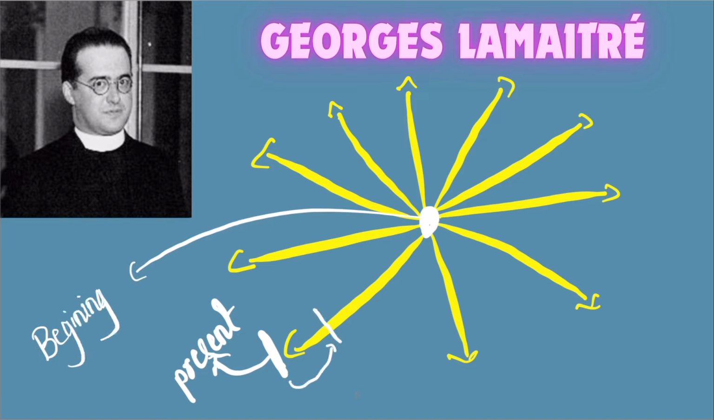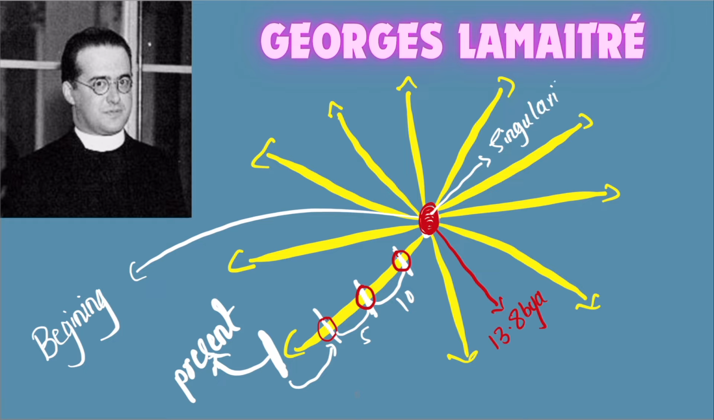He said, if we go back, let's say 1 billion years, then the universe might have expanded till this point. If we go back 5 billion years, then the universe might have expanded till this point. If we go back 10 billion years, then the universe might have expanded till this time. If we keep on going, then 13.8 billion years ago, the universe must have been confined in this tiny spot called singularity. And this was the first part of the thought experiment conducted by Georges Lemaitre.